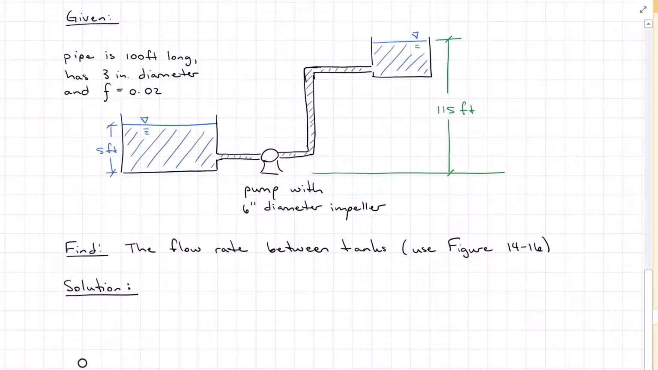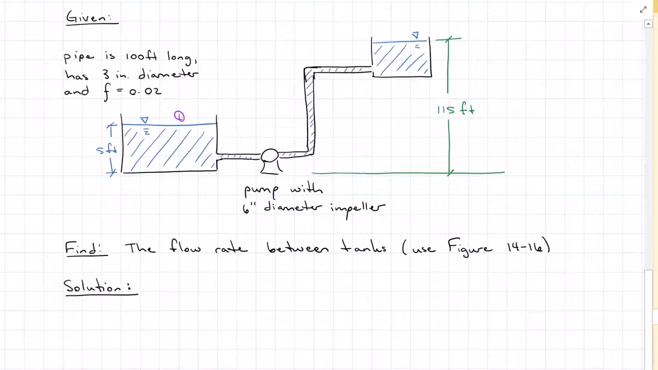Here we have 2 tanks that are connected by a 100-foot long 3-inch diameter pipe that has a friction factor of 0.02. The first tank on the left has a 5-foot depth, and then there's the pump here that has a 6-inch diameter impeller. And then from the bottom of tank 1 to the water elevation of tank 2 is approximately 115 feet. We want to find the flow rate between the 2 tanks and use figure 14-6 for our pump information. So if I'm looking for flow rate between 2 tanks, I'm thinking energy equation.